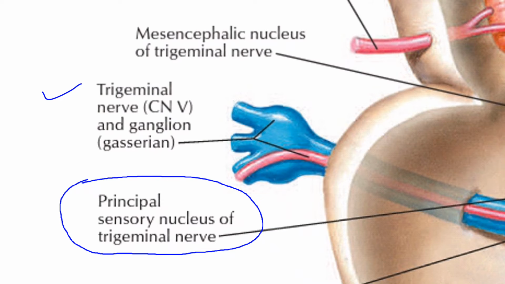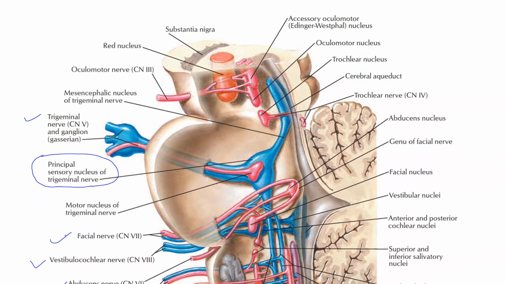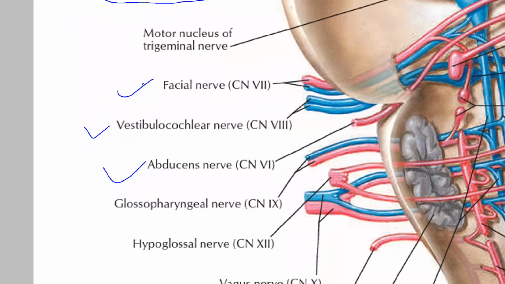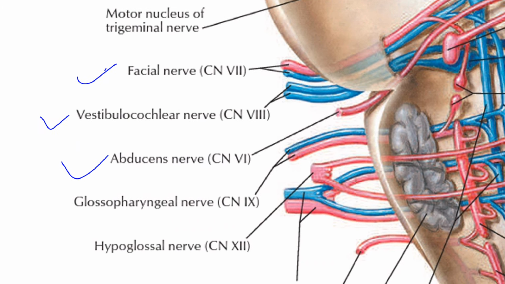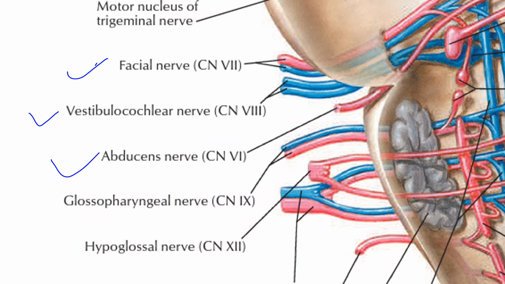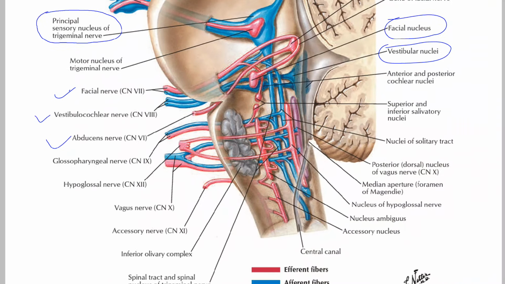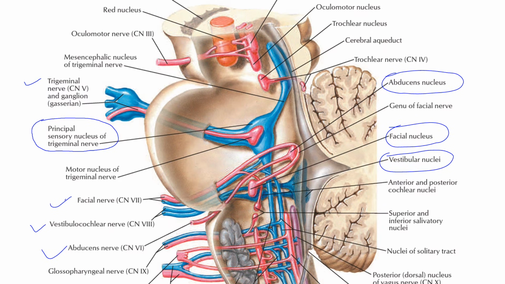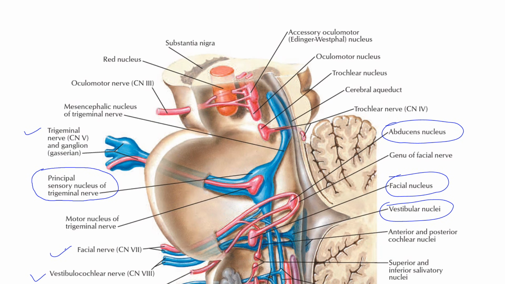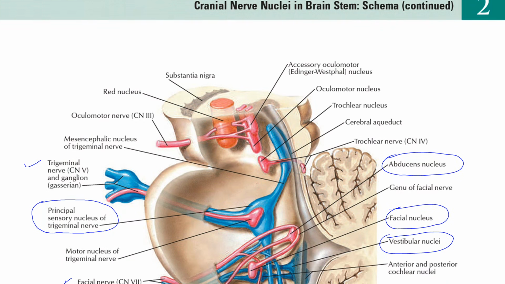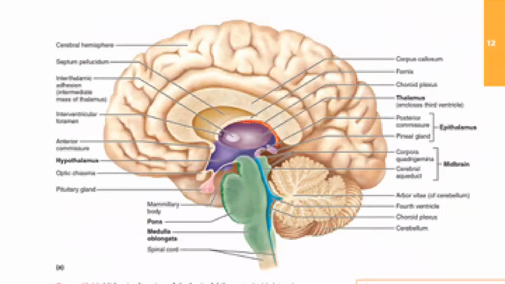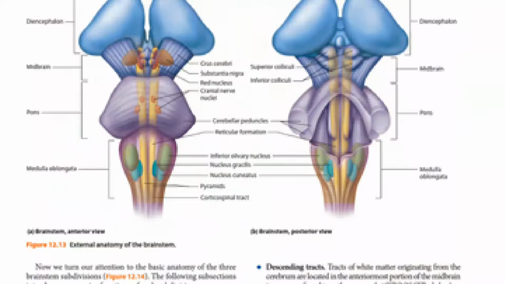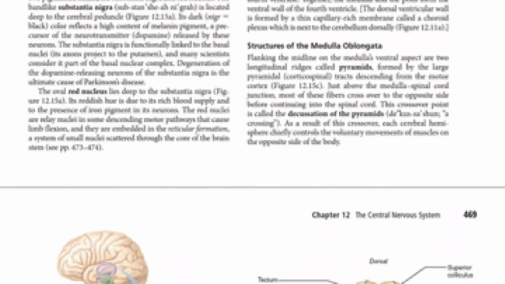Okay, so trigeminal nerve, cranial nerve 5, facial nerve, cranial nerve 7, then vestibulocochlear nerve, cranial nerve 8, abducens nerve, cranial nerve 6. Okay, these are the names of the nerves and names of nuclei in the pons. Now I would like to show you some figures related to the pons.